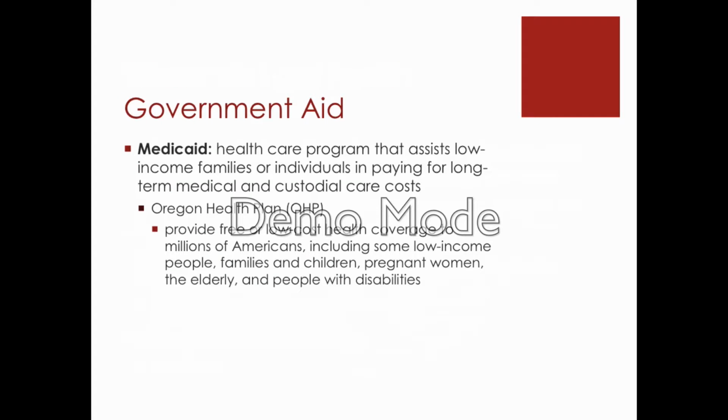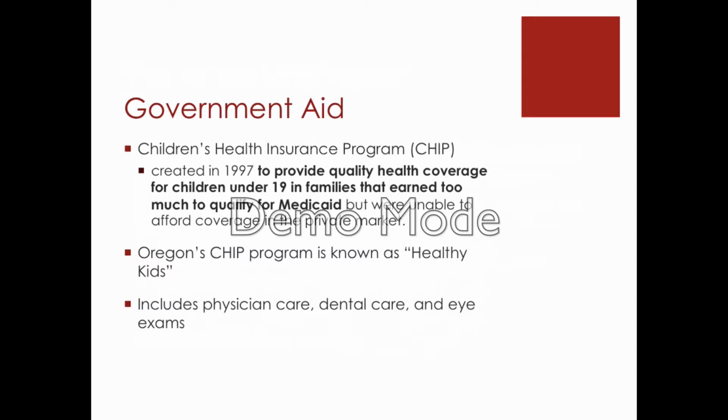This presentation is focused on government aid. A main type of government aid is Medicaid, and it's defined as a healthcare program that assists low-income families or individuals in paying for long-term medical care and custodial care costs. In Oregon specifically, the main government aid is the Oregon Health Plan, which is OHP, and it provides free or low cost health coverage to millions of Americans, including some low income families and children, pregnant women, the elderly, and people with disabilities.